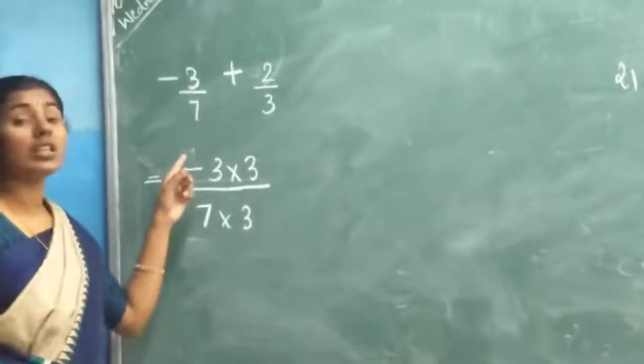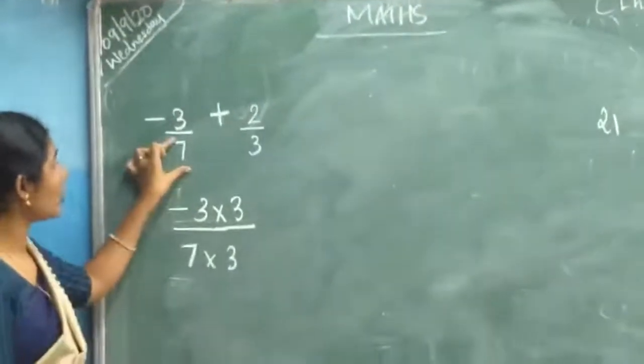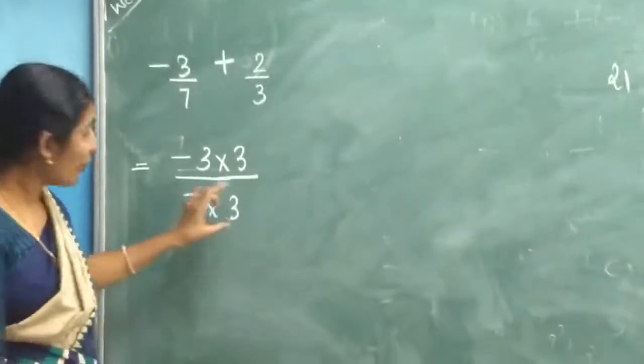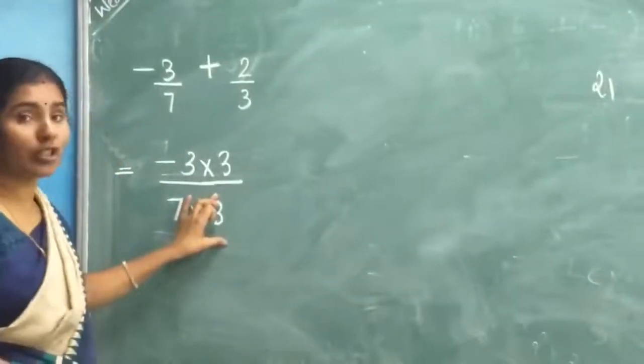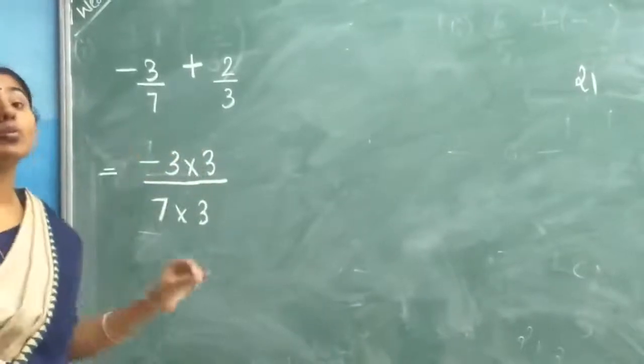Understood? See here, 7 is the denominator. To make this denominator 21, what should you do? Multiply it by 3. Which number are you multiplying on the denominator? The same number you should multiply on the numerator.